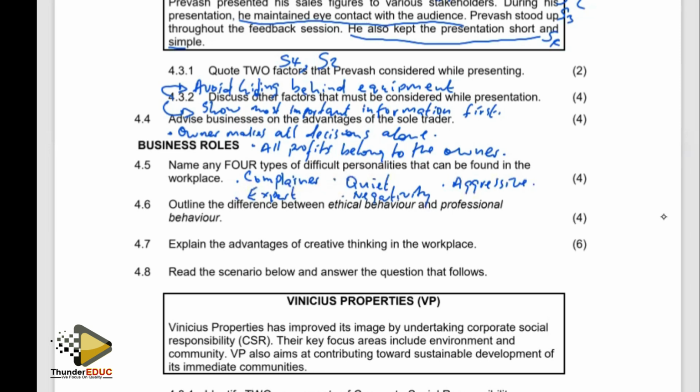So now let's check out 4.6. 4.6 reads as follows. Outline the difference between ethical behavior and professional behavior. Okay, right. So now, when we talk about ethical behavior, we refer to the principles of right and wrong or what is acceptable in society. But professional behavior is what is right or wrong or acceptable in a business.